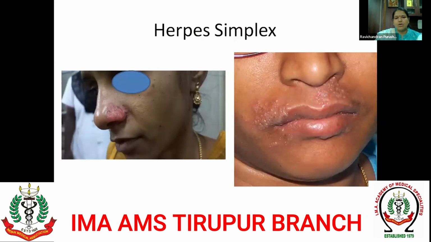Then, when we come across herpes simplex, type 1 and type 2: type 1 is more common above the waist and type 2 is below the waist. We know below the waist is sexually related, and herpes 1 is mainly above the waist.